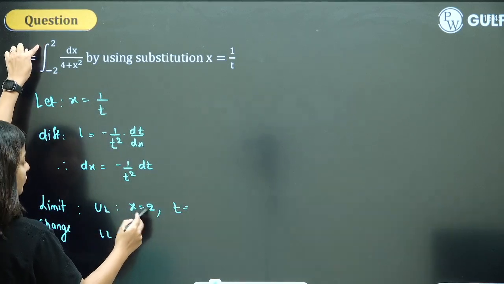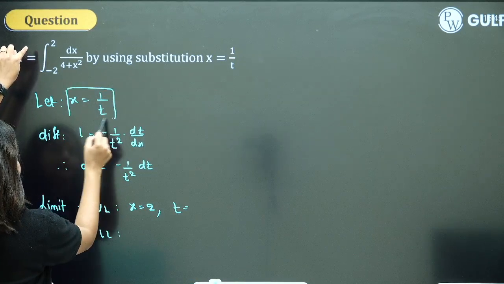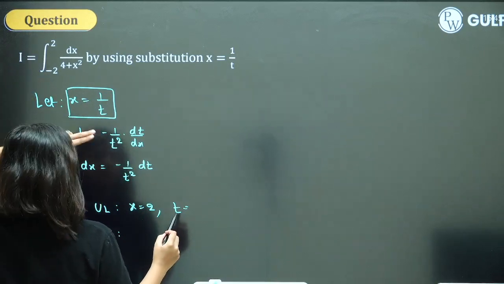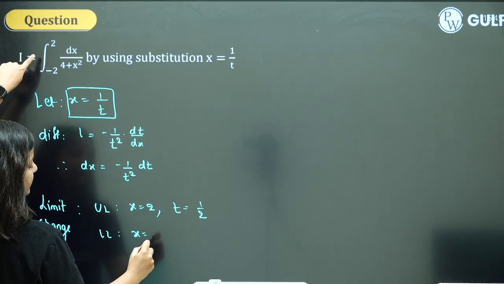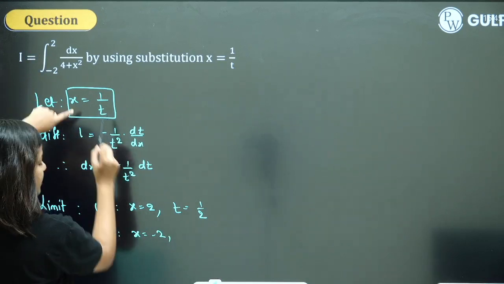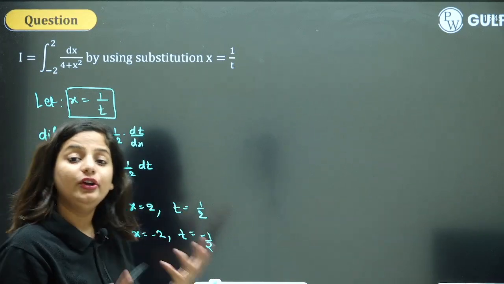Initially, it was 2. Put x equal to 2 here. T will be what? T will be 1 by 2. And lower limit initially was minus 2. Put x equal to minus 2. T will be minus 1 by 2. This is your new limit.